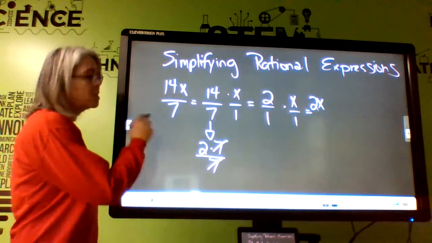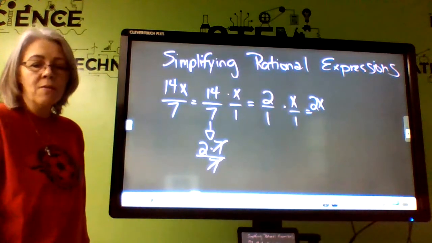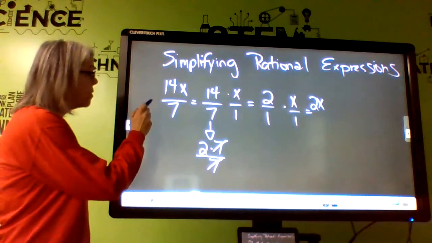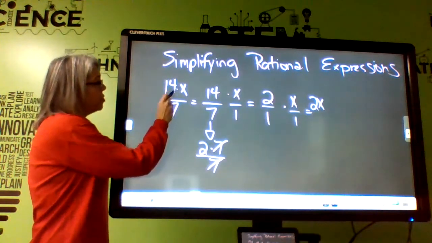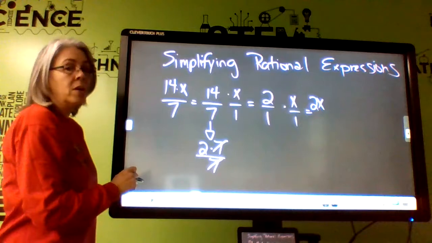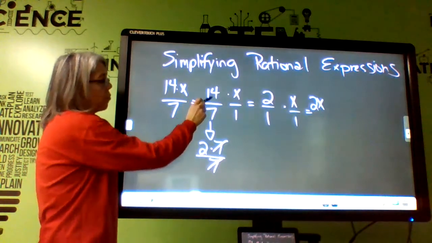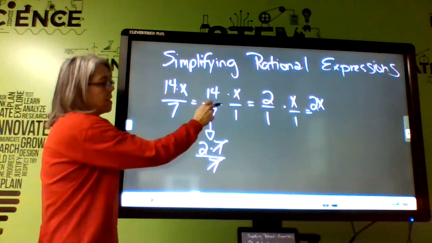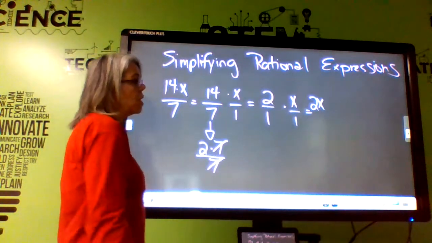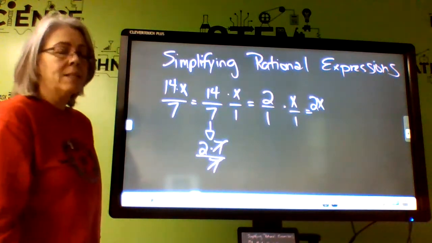So here's the first example, and again, you can follow along in your book if that helps you. The first example is 14x over 7. Well, we can separate these two numbers, which are multiplied together here. So we can separate those out as 14 over 7 times x over 1. 14 over 7 we know simplifies to 2, so we're left with 2x.